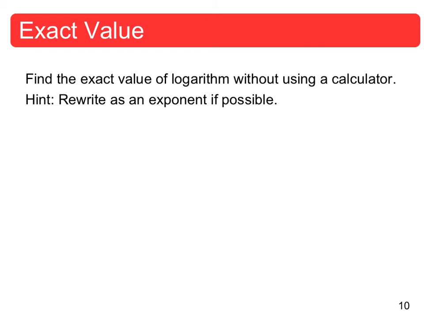Now we are going to find the exact value, and you have been doing this already, so we're just going to continue that. I've got log base 2 of 32. We are trying to figure out what this equals. Remember, anytime that we are finding the answer to a log, we are looking for the exponent.